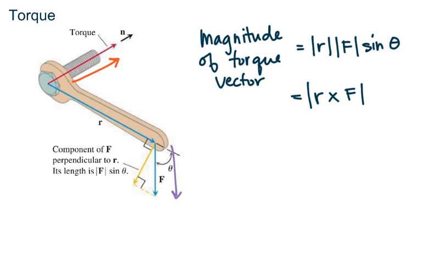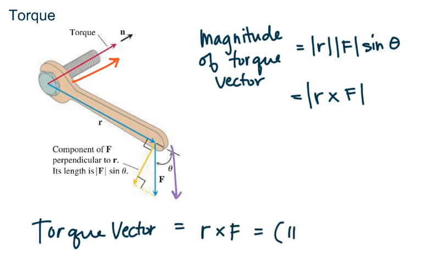So if N is a unit vector along the bolt in the direction of the torque, what we can say is that this torque vector is equal to R cross F, which is equal to the magnitude of R times the magnitude of F, sine theta, times that normal vector, N. Remember that normal vector is a unit vector.